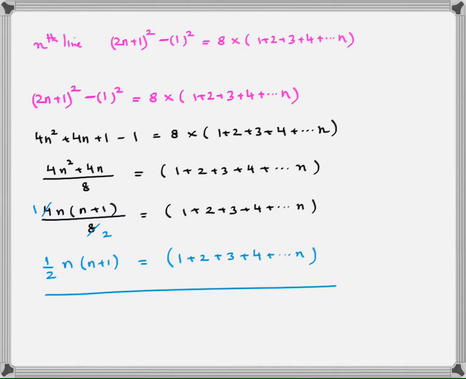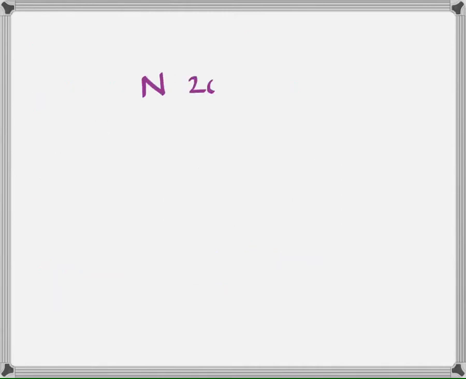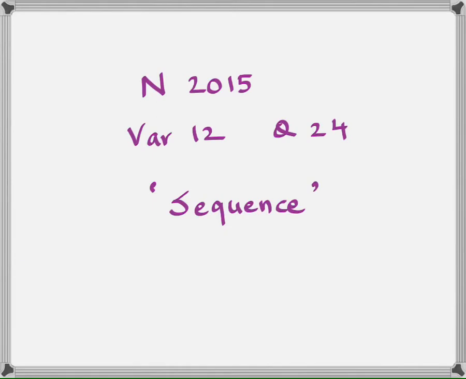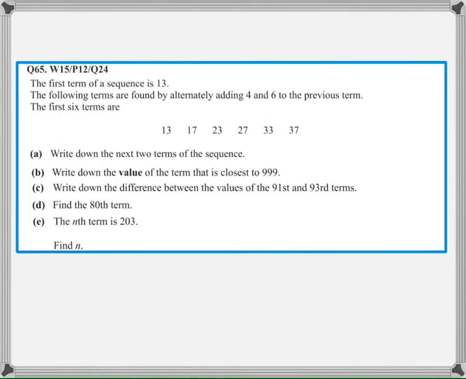So that was the first question that we are focusing on in this video. And the second question, slightly of a higher level, is from November 2015. Let's look at this question. Now, this was a strange question. Not difficult, but strange. It says the first term of a sequence is 13. The following terms are found by alternately adding 4 and 6 to the previous term. The first 6 terms are there.